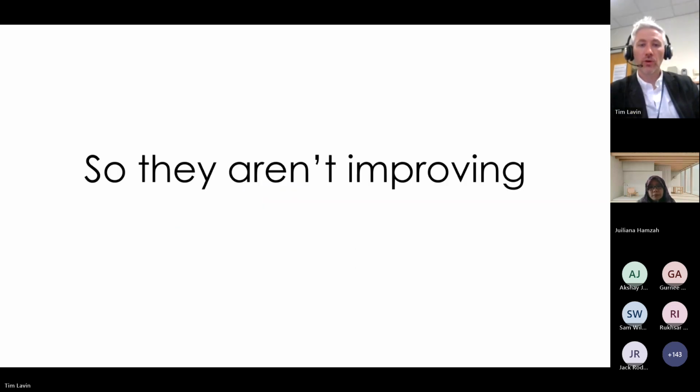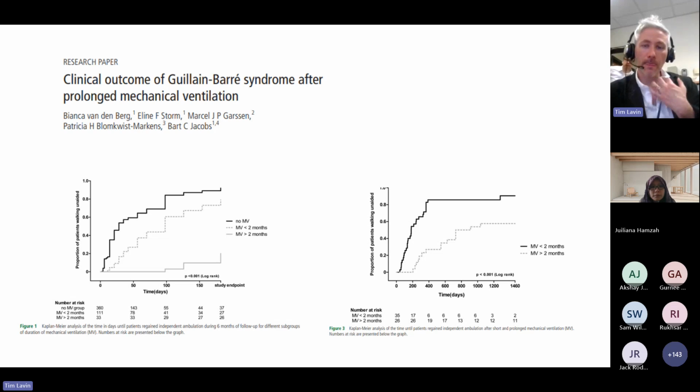So what if they're not improving? Some of you might work in ICU, and you often get the thing where, well, they've not improved after, say, a month or 2 months. They've been ventilated for 6 weeks. Basically, they're not getting better. You just need to stop treating them. Are they now essentially ventilator dependent for life?